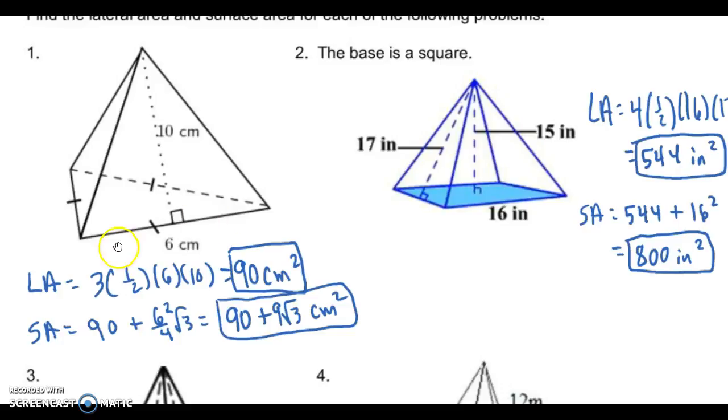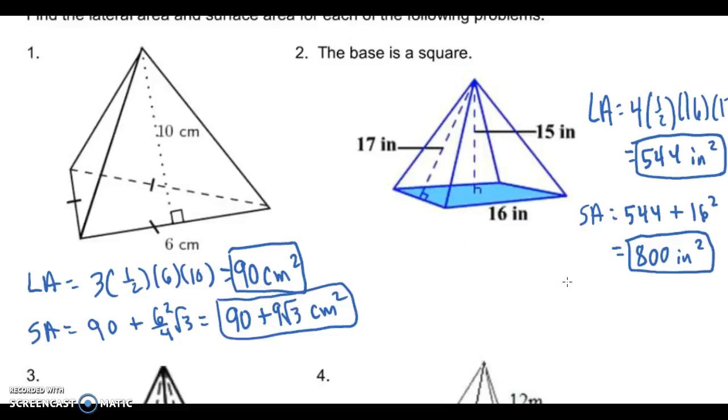For the surface area, then, we have to add in the base. There's one base, not like a prism where there's 2. There's one base that we have to add in. And that base is a side of 6. So we take 6 squared, which is 36, divide that by 4 is 9. And we get 9 root 3, which we're going to add to 90. So our final answer is 90 plus 9 root 3 centimeters squared. Notice we didn't put those together. They're not like terms.